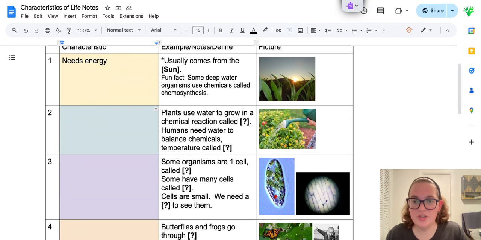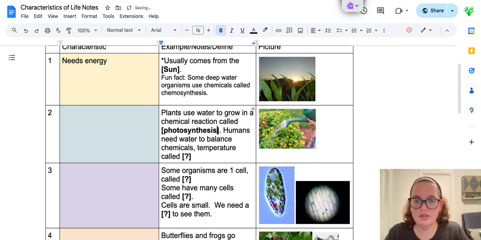All right, for this one, plants use water to grow in a chemical reaction called, we just said this, photosynthesis. Humans need water to balance chemicals and temperature, and that's a process called homeostasis. And so our second one right here is it uses water.